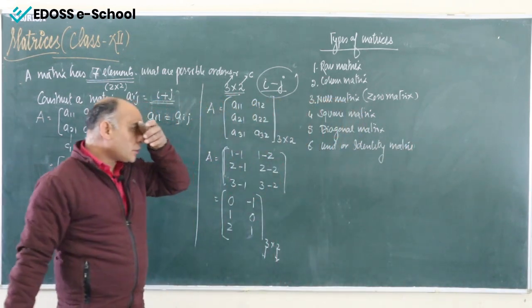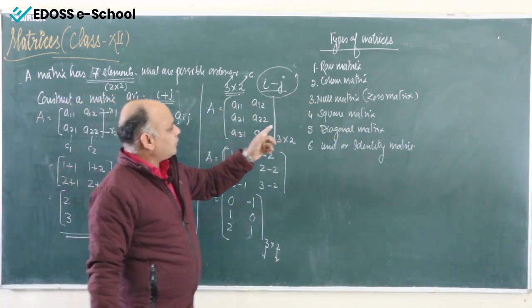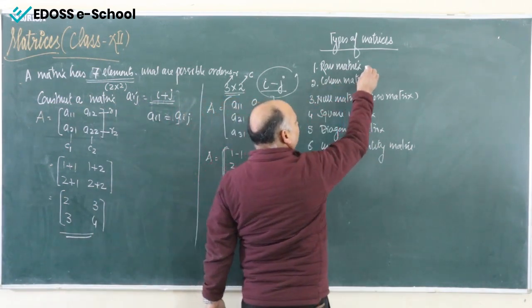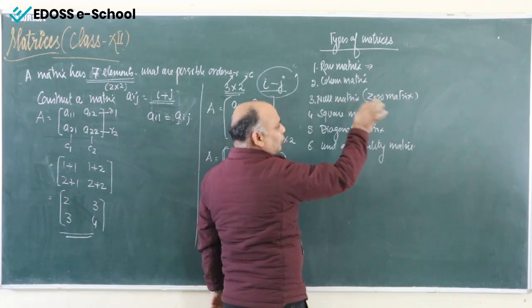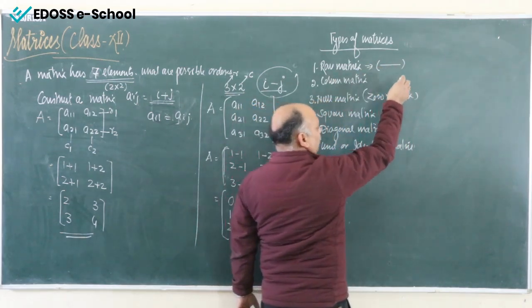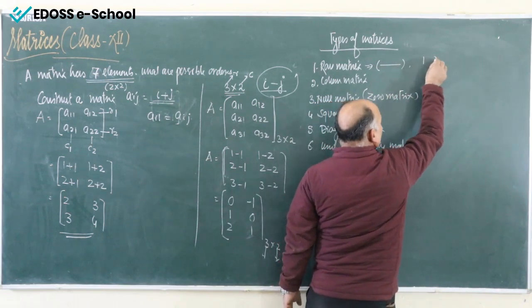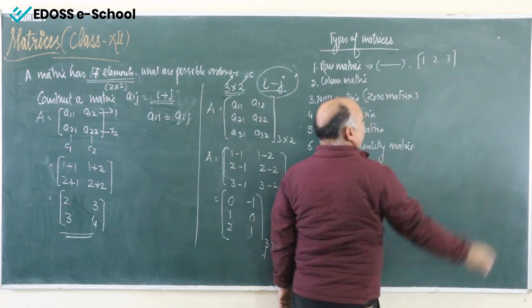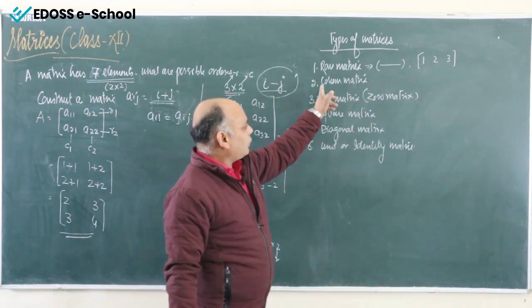Now see, first is the row matrix. As its name says, a row matrix means any matrix having only one row. There will be only one row like this. Then this is called a row matrix. For example, I am saying 1, 2, 3, and it has one row, then this is called a row matrix.